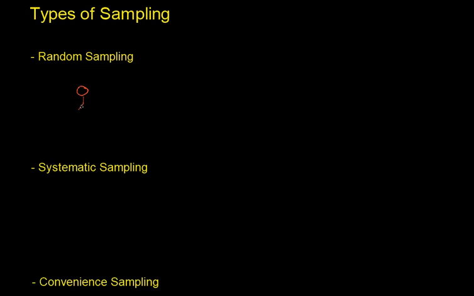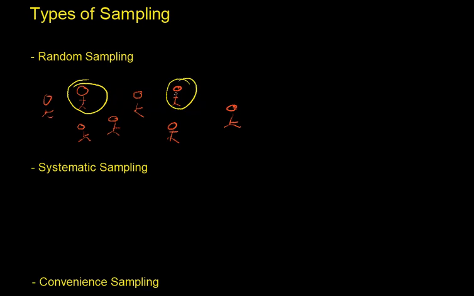So you would create a list, a database maybe, with every student's name, every student from every school in some sort of huge database, and then you would select randomly in that database using some sort of random number generator, or some sort of computer algorithm to do it randomly. Okay, so that'd be random sampling.